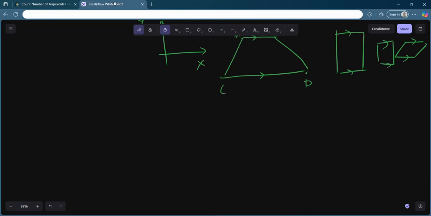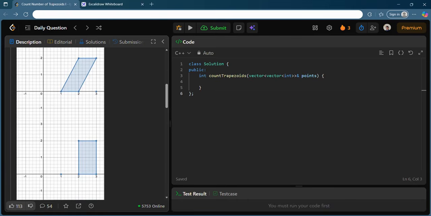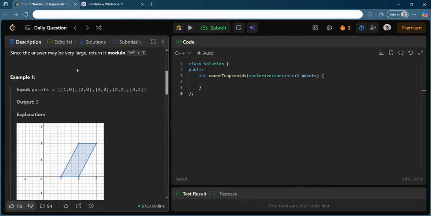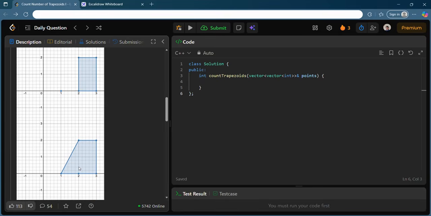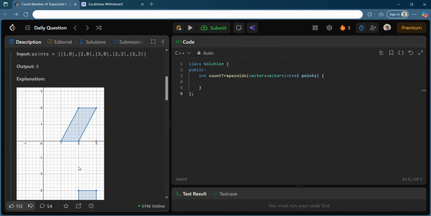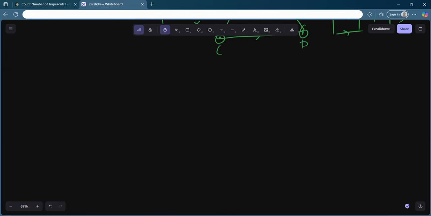So let's see how we do that and how exactly you will count it. If you try to see this example, there are 5 points: 1 comma 0, 2 comma 0, 3 comma 0 and 2 comma 2 and 3 comma 3, and you can see that you can form 3 trapezoids. In order to make two sides parallel, you must make sure that you are selecting two points in one line and the other 2 points also in one line. So you must ensure that 2 points you select are in one line.